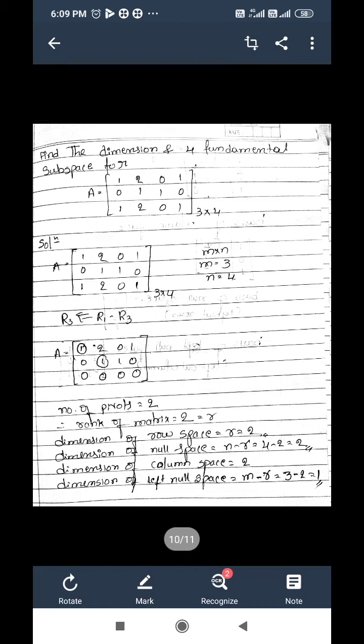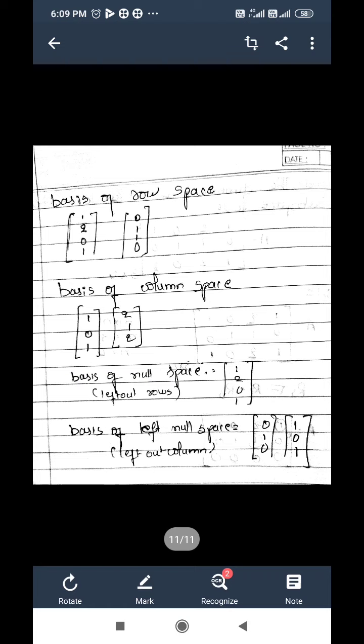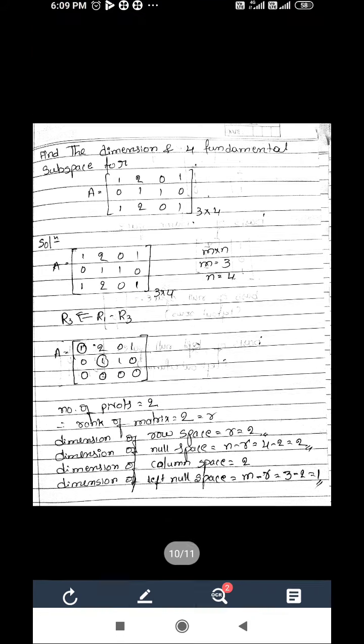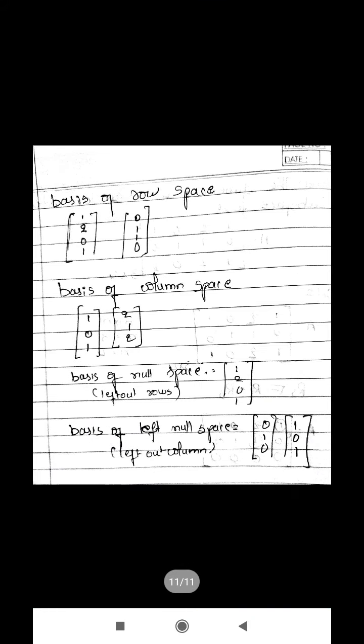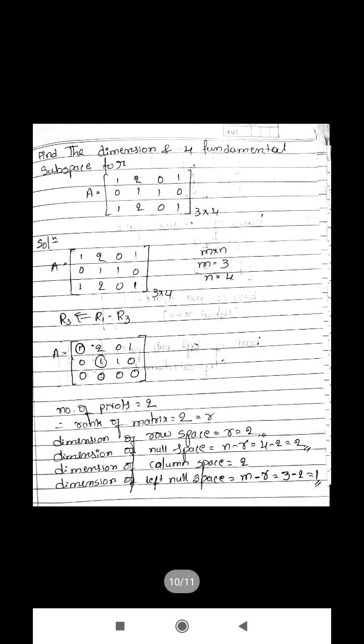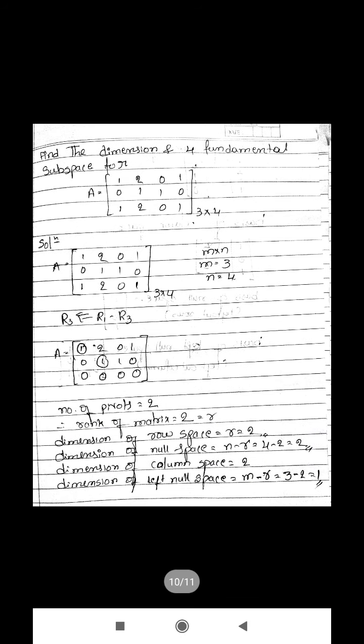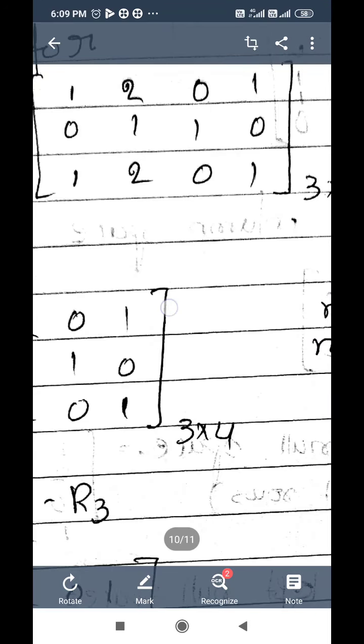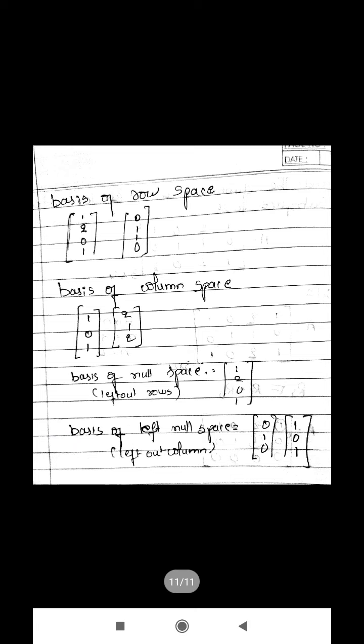Basis of the column space: you consider these two columns, here 1 0 1 and 2 1 2. Basis of the null space: the left out rows. If you have considered these two rows, what is left is this one, 1 2 0 1. Basis of the left null space: the left out columns. You have already considered two for the column space, so the remaining is 0 1 0. These are the bases for the matrix.